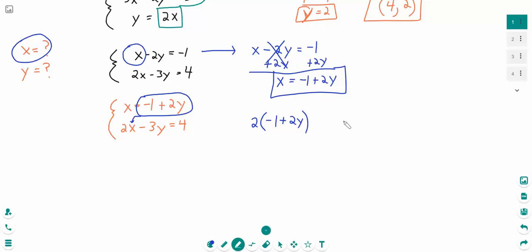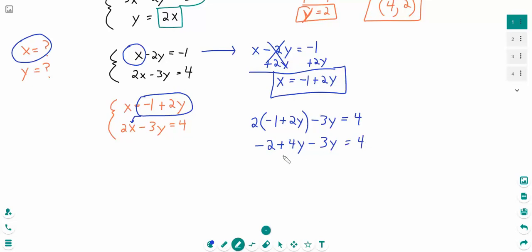Then I have the minus 3y is equal to 4. Okay, so now I can work this equation, starting with distributive property. Let's distribute the 2 through. So 2 times a negative 1 is a negative 2. 2 times a positive 2y is a positive 4y. And then I have minus 3y after that is equal to 4.